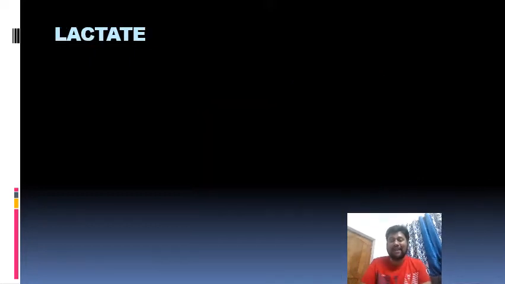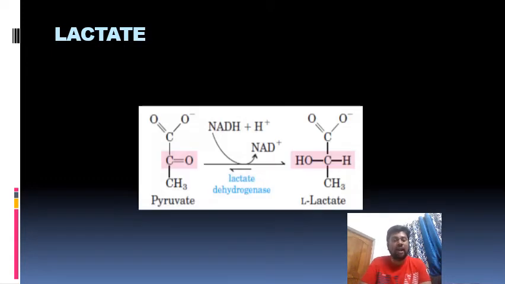First we'll start with lactate, lactic acid. Normally this lactic acid is produced as a result of anaerobic glycolysis. Under anaerobic conditions, glucose will be initially converted to pyruvate. That pyruvate will be converted to lactate by the lactate dehydrogenase enzyme. This reaction is a reversible reaction. So the same enzyme lactate dehydrogenase will convert the lactate back to pyruvate during starvation. This is how lactate is converted to pyruvate, which is one of the glycolytic intermediates.